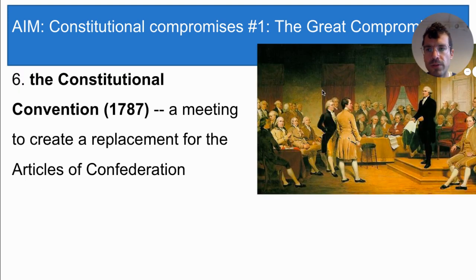In our last lesson, you learned about the Constitutional Convention, where delegates met to create a new constitution to replace the Articles of Confederation. Today, we will be looking at some of the disagreements that the delegates had as they tried to create this constitution and how they managed to overcome their differences and reach an agreement.